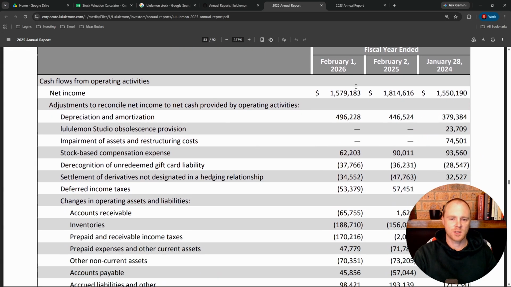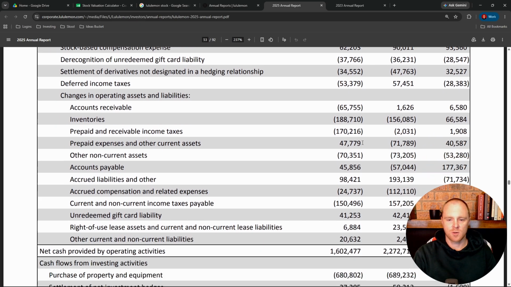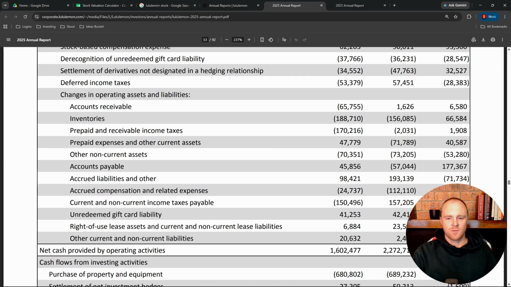All right, let's have a look at the cash flow statement. So we've got our net income. We've got some adjustments here that come into it, so just looking out for anything that's out of the ordinary. And we've got inventories, which fluctuates quite a bit. Prepaid and receivable income taxes, so there's a big hit for this year. We've still got some fluctuations here. Other accounts payable and things like that we'd expect.